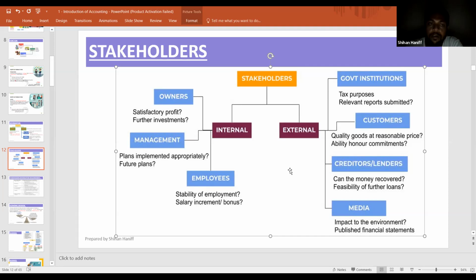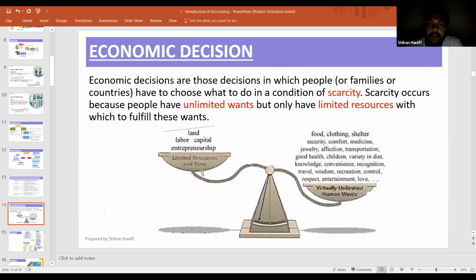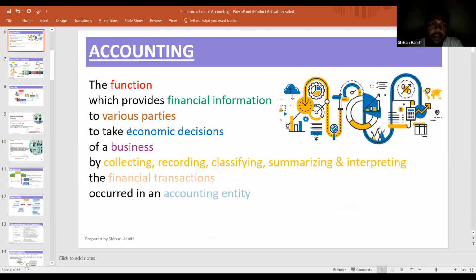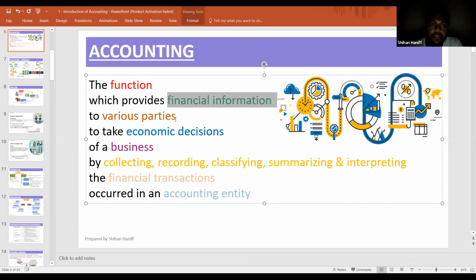All these stakeholders make their economic decisions because they have limited resources. An employee has limited time, but his requirements are higher. He has more requirements. He needs to do a lot of things. So he will have a scarcity and he will choose the best option and sacrifice the rest. That is why we call it an economic decision. So it's a function which provides financial information to various parties to take economic decisions of a business.